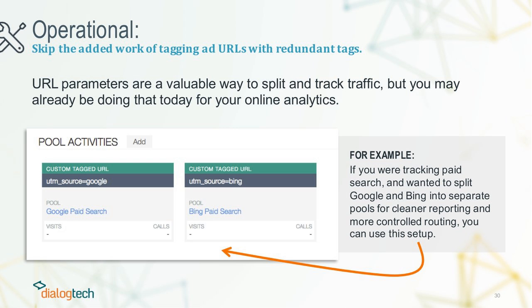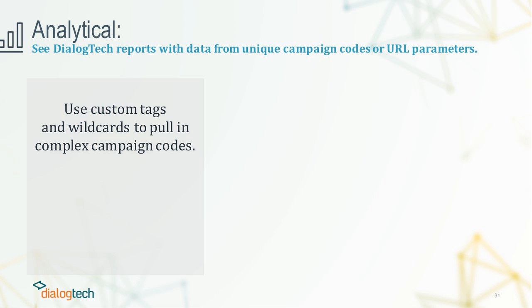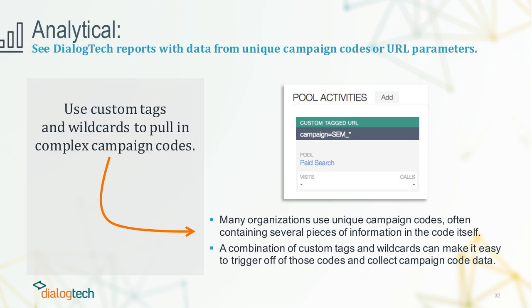The next is analytical. There's a lot of rich data within those URL parameters, things you're already using to track those folks. And it's often useful to see that same data within Dialog Tech reporting. You want to know what keyword drove a phone call, but you also may want to know what campaign drove a phone call. A lot of folks will use fairly complex campaign tags on their URLs.